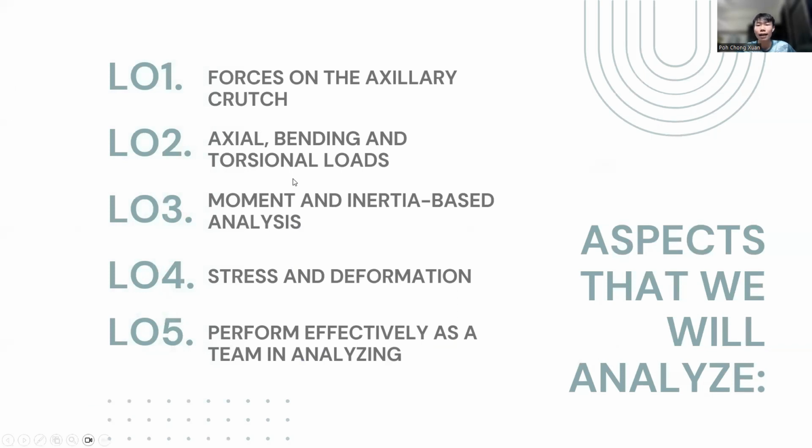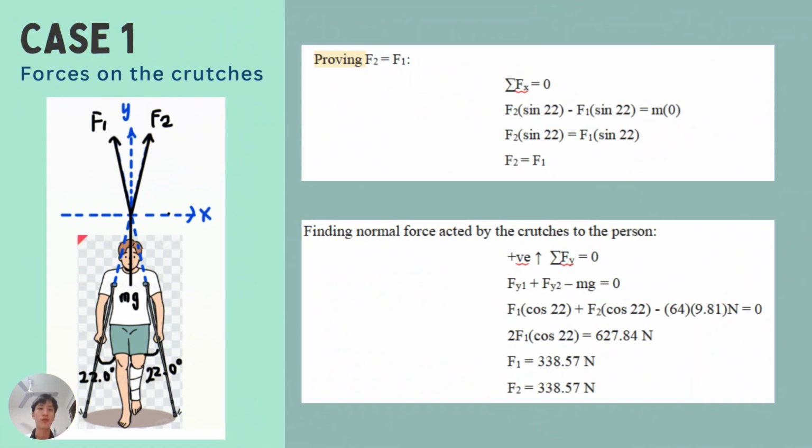So, what aspects will we analyze in our assignment? So, the first learning objective of our assignment is forces on the axillary crutch. Secondly, we will analyze axial, bending, and torsional loads. Thirdly, we will analyze moment and inertia based analysis. And fourth, we will analyze stress and deformation on the member. And lastly, we are required to perform effectively as a team in analyzing. That's all. Here I will introduce to you guys how and what formula we use to analyze in these calculations.